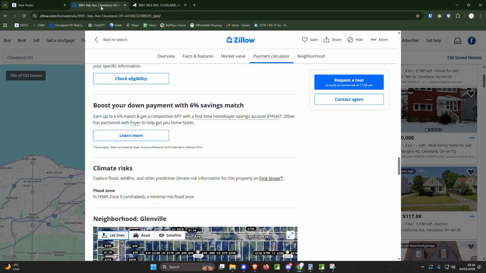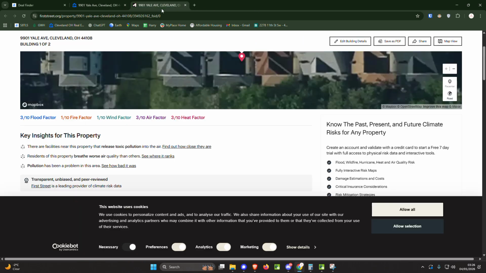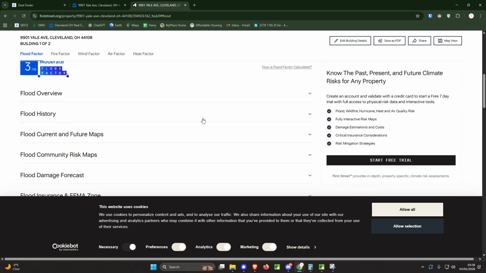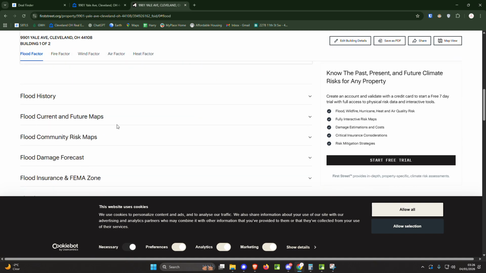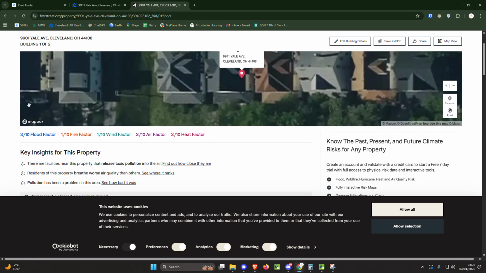Here we go. Yes, they have updated it. Previously it just stated it right on here, but now we need to click this link and it tells you the probability of a flood, a fire, wind, and these are all very low. If we click it, it should tell you the percentage over the course of 30 years and stuff like that. But yeah, this is very low, so this is fine.